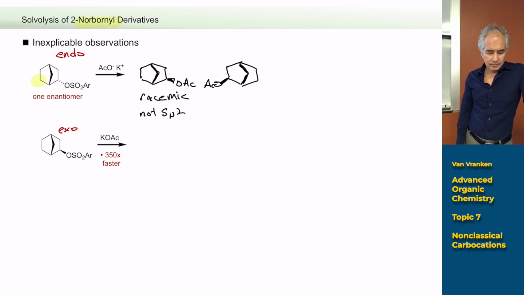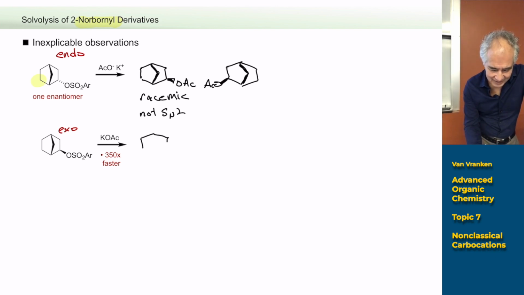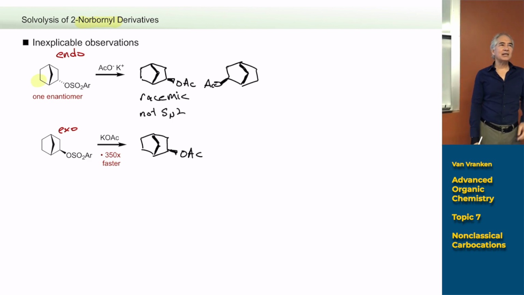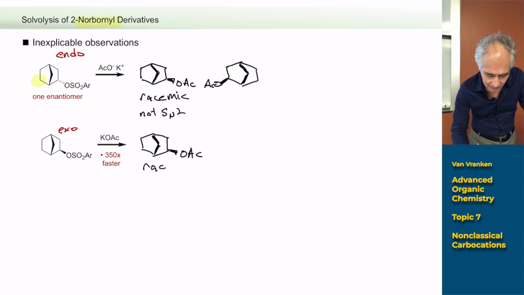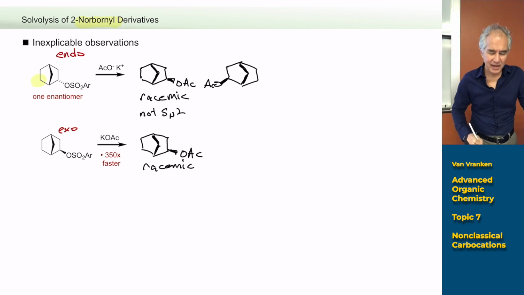Okay, so what happens if we take the exo isomer? What happens if we start with the leaving group sticking up? If the leaving group is initially pointing upward, what are we going to get as the product? Well, you get the same thing. You get the same product. In other words, you substitute with retention of configuration. This group here, the acetate group, the nucleophile, is still in this exo orientation just like the leaving group was. And it's still racemic. It's like, gee, what's going on here? Something's going on. We're going to need to explain this.